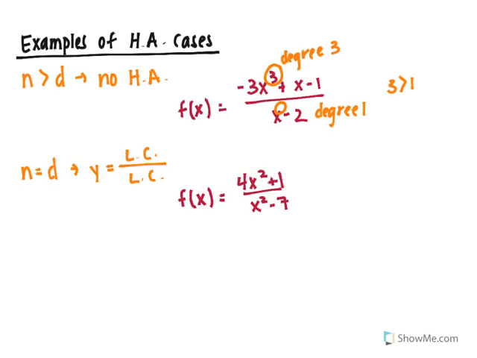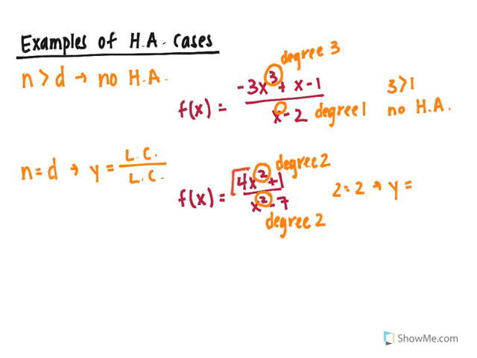So here we can see our function is f of x equals 4x squared plus 1 over x squared minus 7. And in this instance, we can see that both the numerator and denominator have a degree of 2. So since these two are equal, 2 equals 2, we're going to take our leading coefficients. The leading coefficient of our numerator is 4, and our denominator is actually 1. And we're going to divide them. So that means that our horizontal asymptote is at the line y equals 4. Okay, so let's look at our last case.